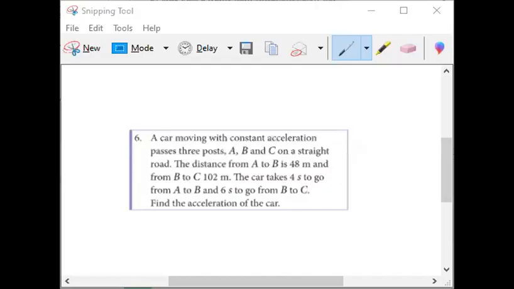Hey everyone, we are looking at page 30. If you're looking at fundamental applied maths, question 6. It's got that blue line beside it. It means you're looking at a higher level question.